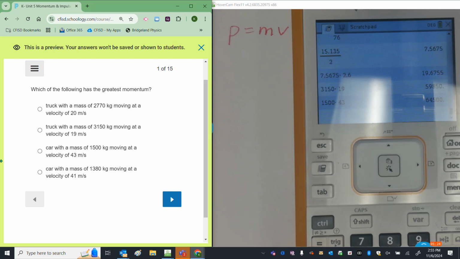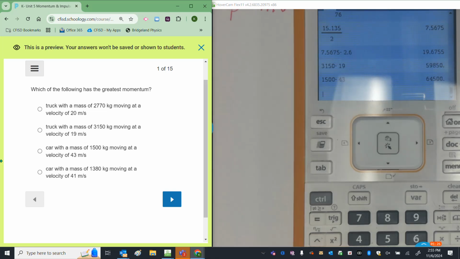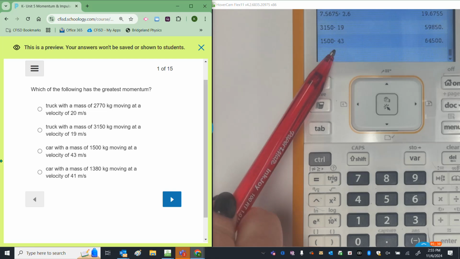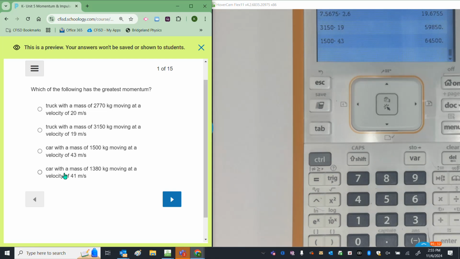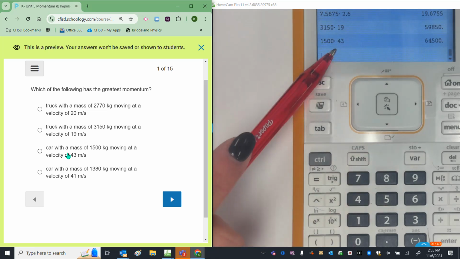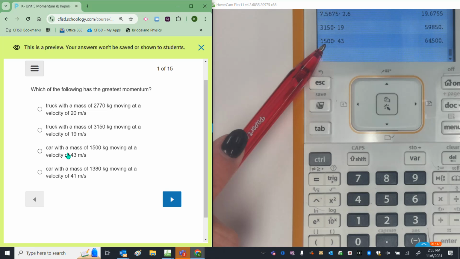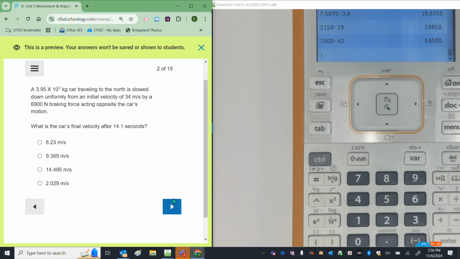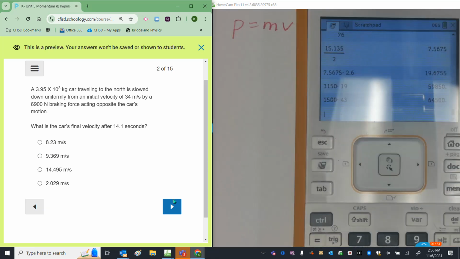Go Bears. All right, so that is all that I just did. I'm trying to get the glare off of it. I just checked those two middle ones. There was no point checking the last one because both of those numbers are smaller than these two, so I didn't even bother. Same idea here. Looking at the middle two, the one that's going to give me the greatest product is 1500 times 43. So that's all you had to do there, that basic momentum is mass times velocity calculation.